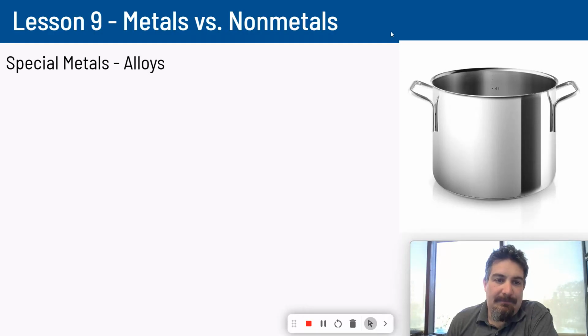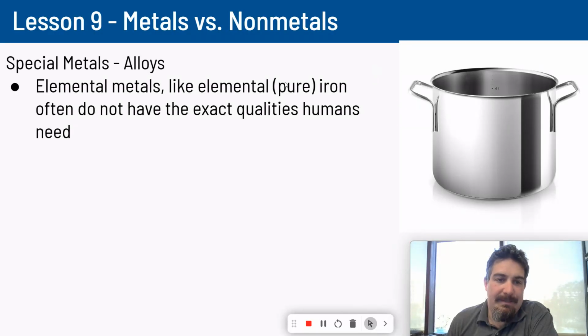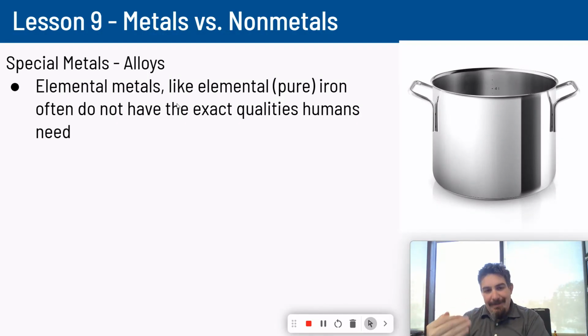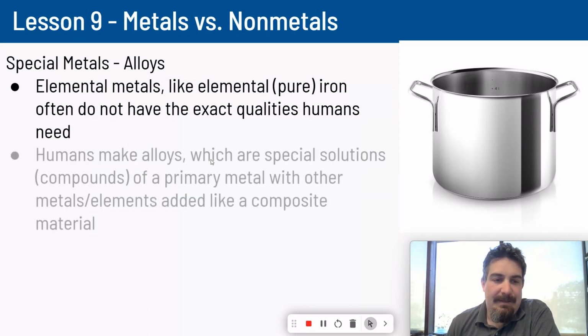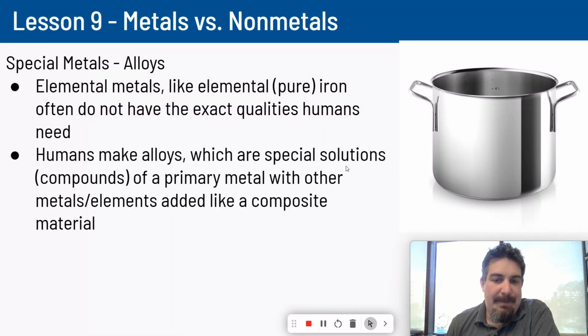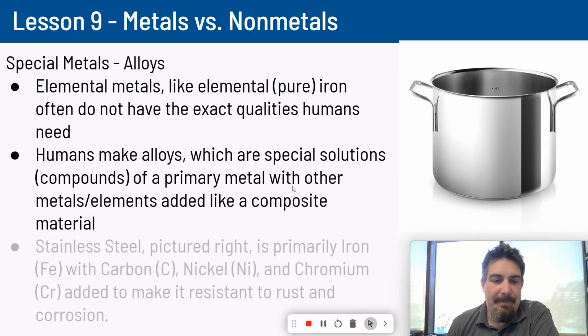Now, there is a special metal, or metals, which are alloys. Elemental metals, like elemental or pure iron, do not have the exact qualities humans need for a lot of activities or a lot of processes. So we make alloys. They're special solutions, compounds of a primary metal with other metals and elements added, like your compositing material. This is very much like when we composited the Play-Doh.